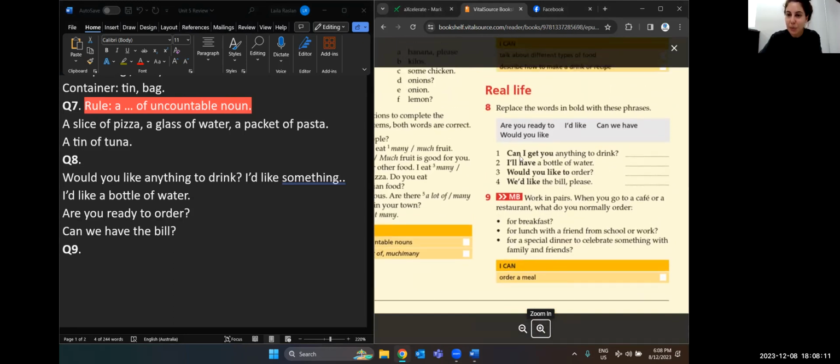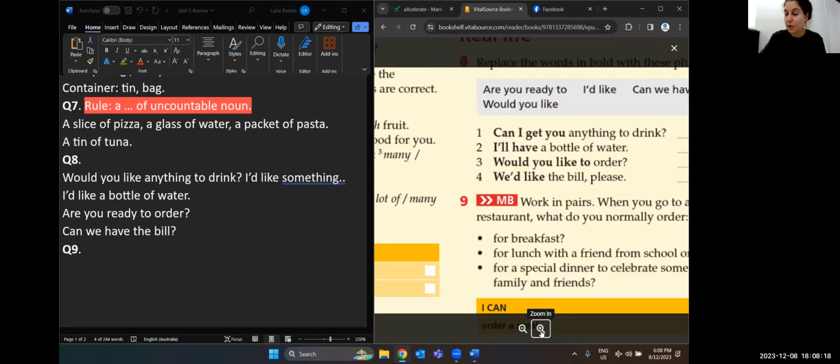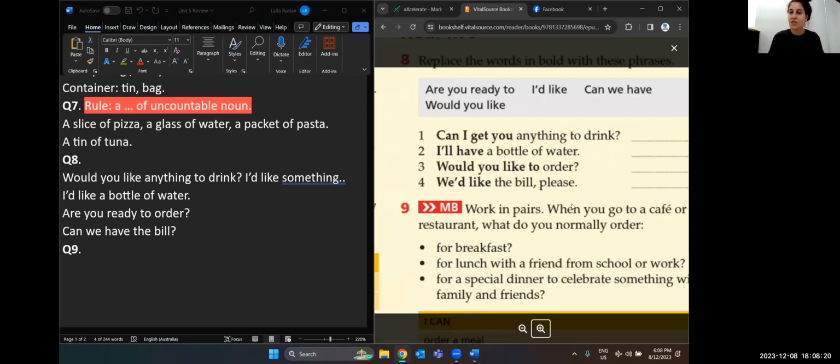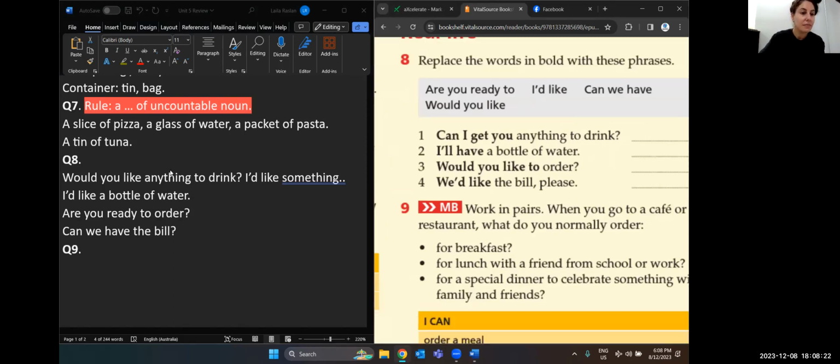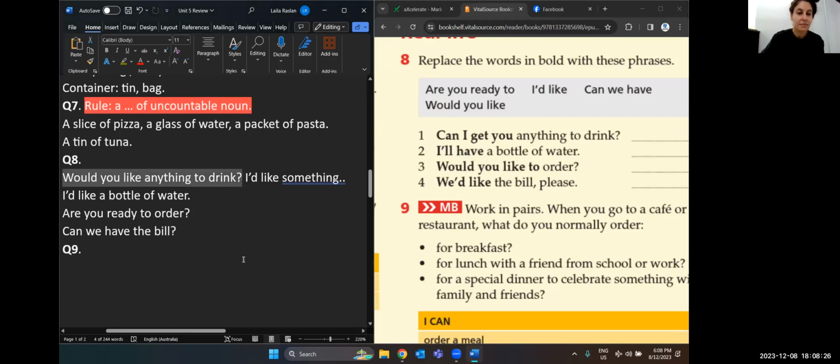We want to change the bold, the dark letters. So if I say, can I get you anything to drink? So that's what a waiter would say. Can I get you anything to drink? Or would you like anything to drink? That's a polite way to ask someone. Would you like something to drink? Is another way. Would you like anything to drink?